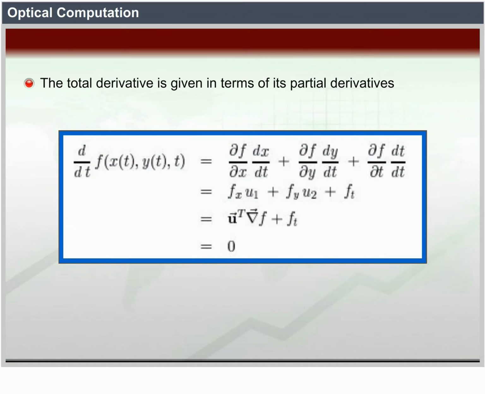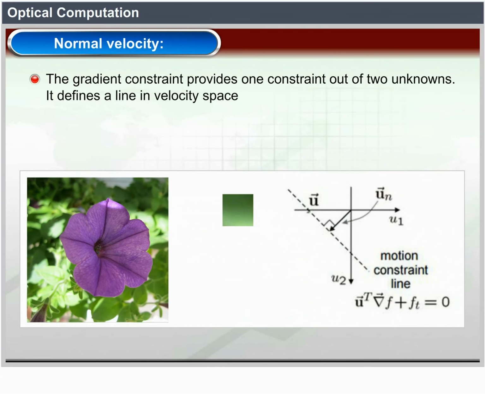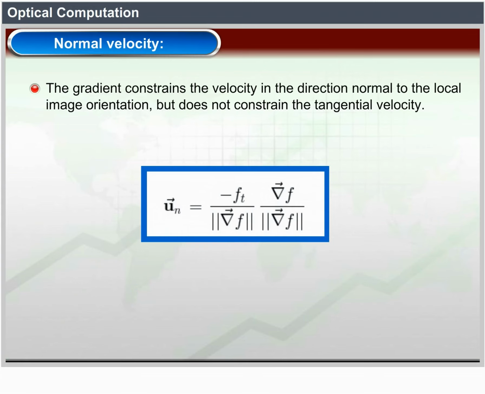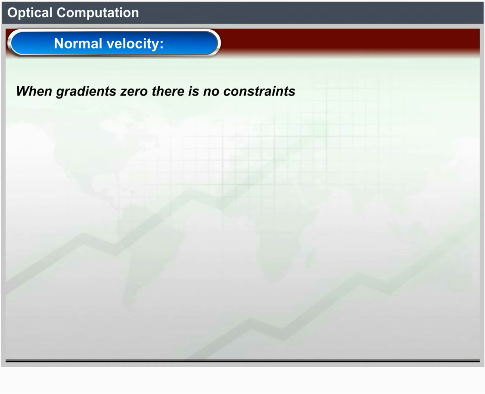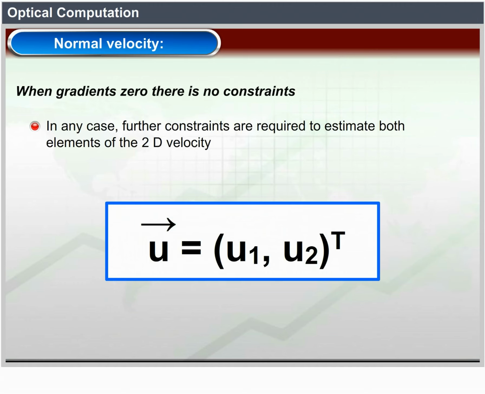Normal velocity. The gradient constraint provides one constraint in two unknowns. It defines a line in velocity space. The gradient constrains the velocity in the direction normal to the local image orientation, but does not constrain the tangential velocity. That is, it uniquely determines only the normal velocity. When the gradient is zero, there are no constraints. In any case, further constraints are required to estimate both elements of the 2D velocity.